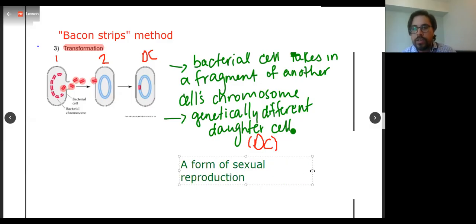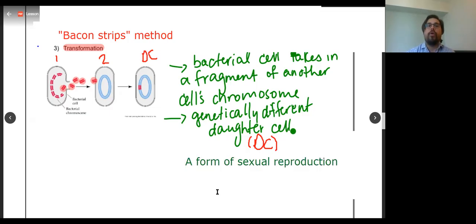All right. So add that little extra note in. I added it in there for you, but it is a form of sexual reproduction, much like what we talked about above.